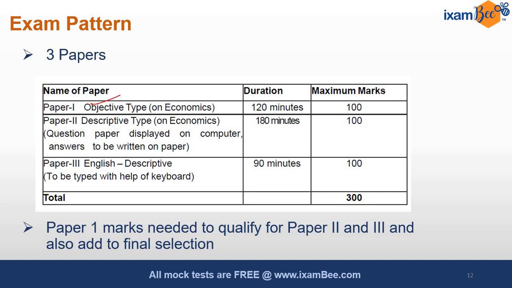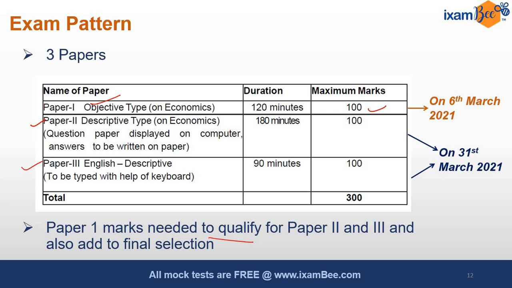Paper 1, objective type, is not only qualifying, it is going to count for your final selection. It carries 100 marks, but if you don't clear paper 1, you are not going to write paper 2 and paper 3. Paper 1 is the first step. The exam you have to write on 6th March, and if you get enough marks in paper 1, then you are going to write paper 2 and paper 3.